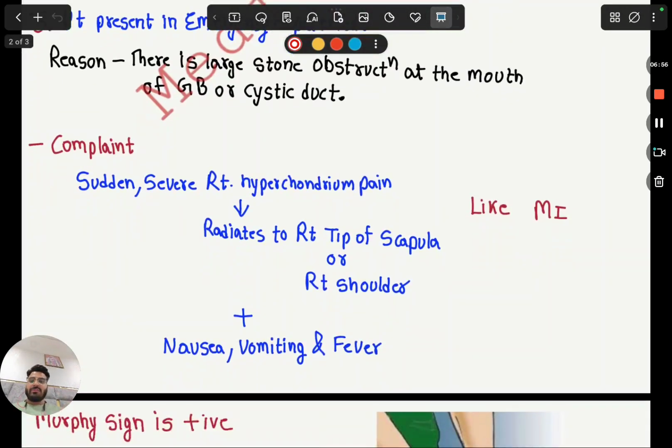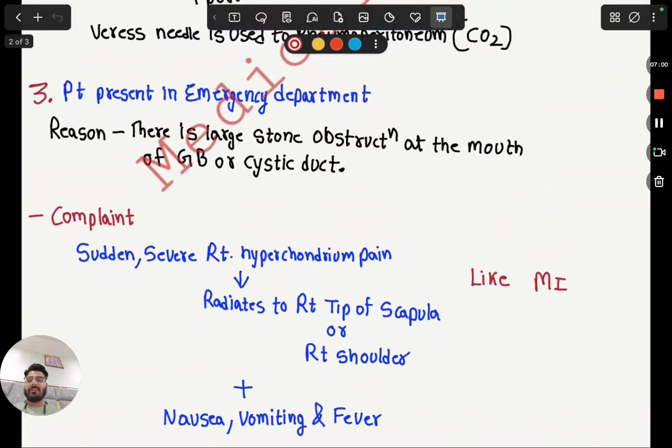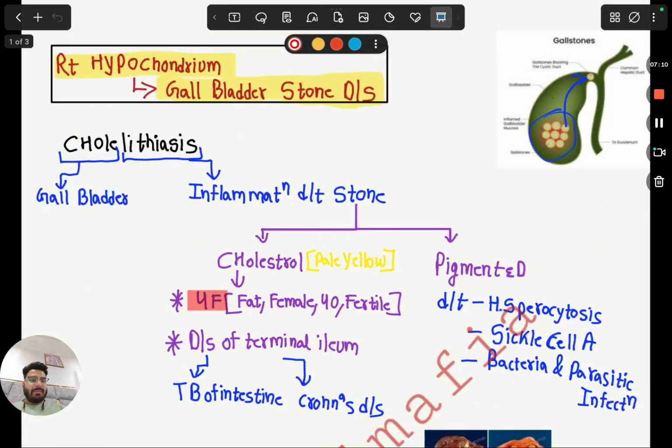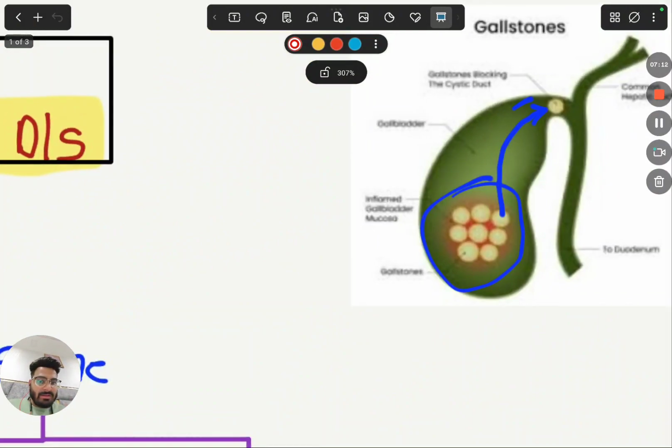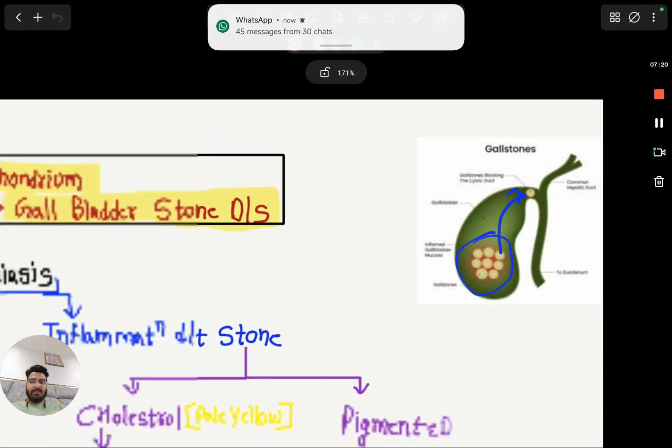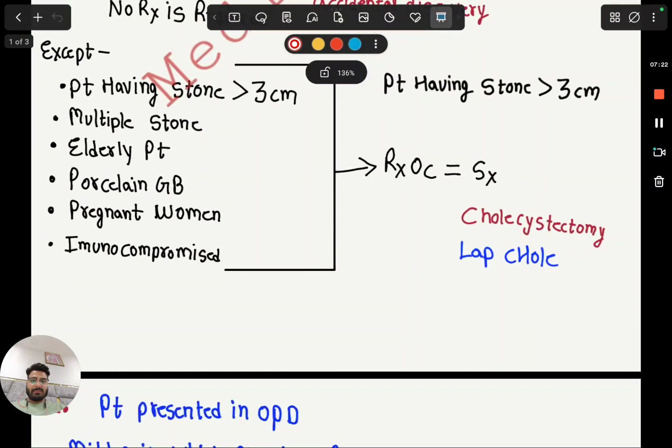This condition will look like MI, but it's a completely different story. What is the reason for this emergency? The reason is a large stone obstructing the mouth of the gallbladder. This stone has come to the mouth of the gallbladder or the cystic duct. That's why the patient presents like this.